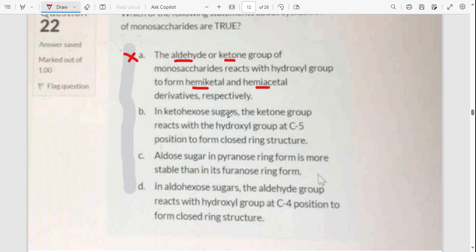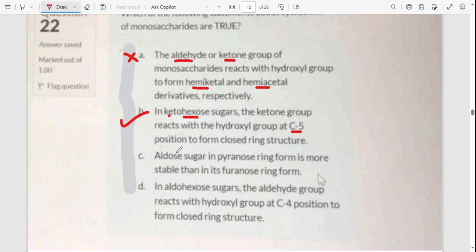In ketohexose sugars, the ketone group reacts with the hydroxyl group of the C5 position to form a closed ring. This is true. When you are talking about a ketohexose, this carbohydrate has 6 carbons, but it's a ketone. So the carbon containing the functional group, carbon number 2, will react with the second from last carbon. If something has 6 carbons, that means carbon number 5 will react with it to form a ring.